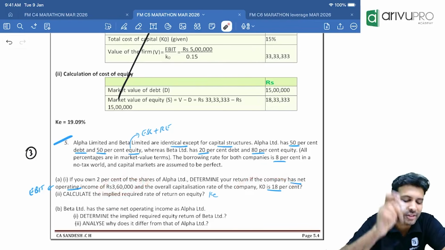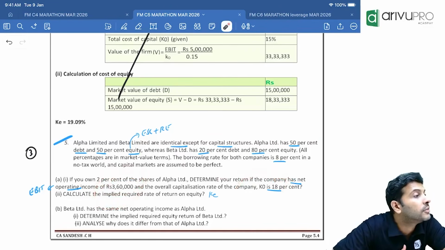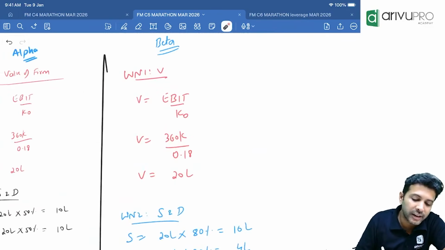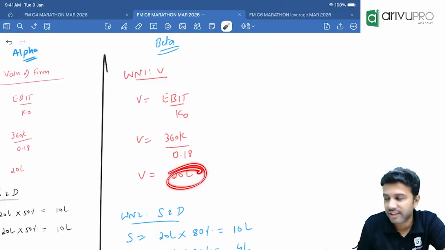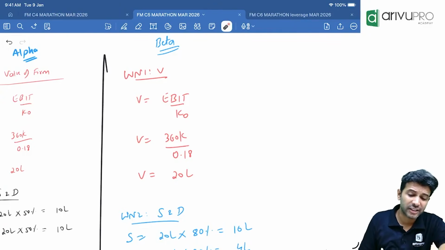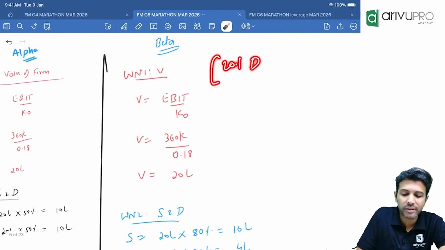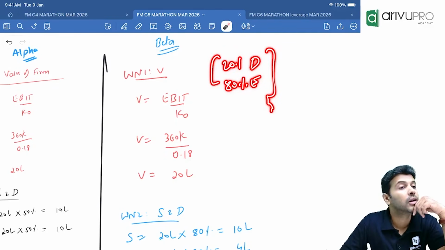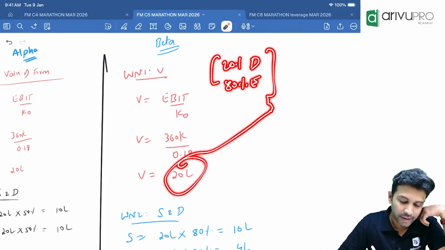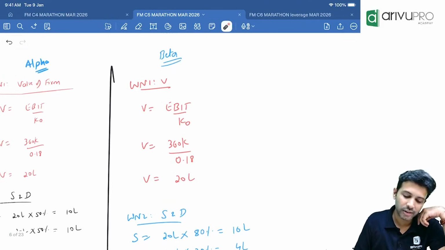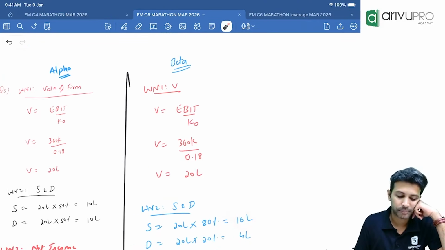So first step, you tell me. If you know EBIT and KO, what can you find first? Value of the firm. EBIT divided by KO gives the same: 20 lakh. But Beta's equity and debt are different. Beta is using 20% debt and 80% equity. So can you find D and S here? Market value of debt is 20% of 20 lakh, which is 4 lakh. Equity is 80% of 20 lakh, which is 16 lakh. That's the second working note.